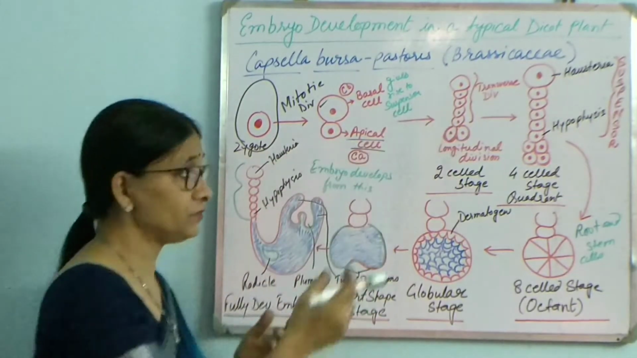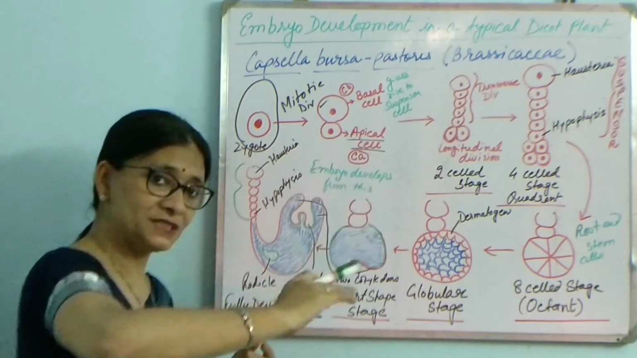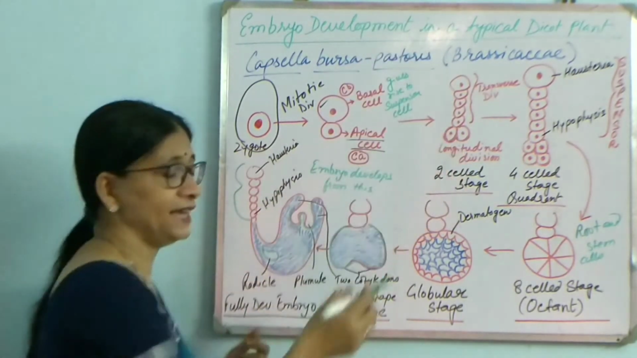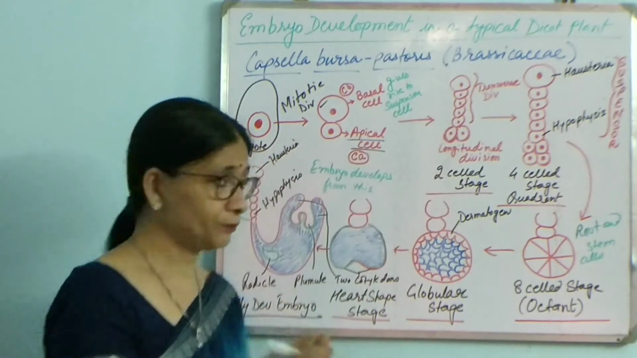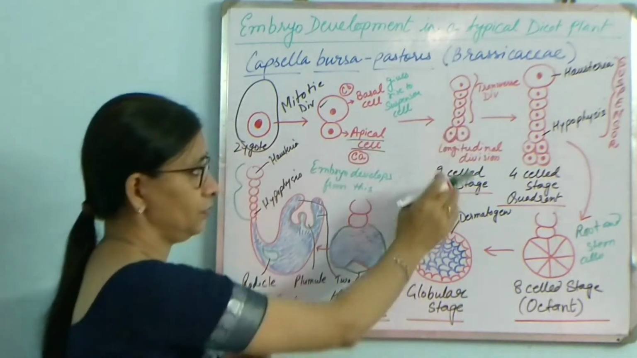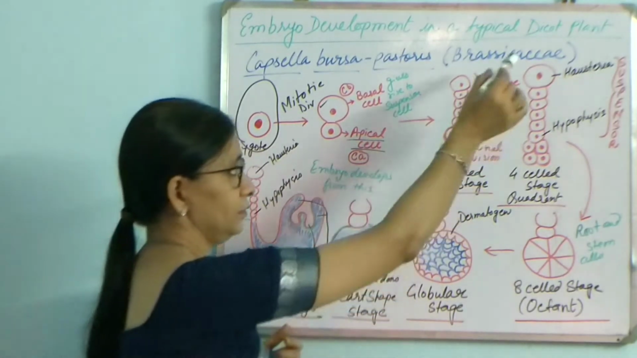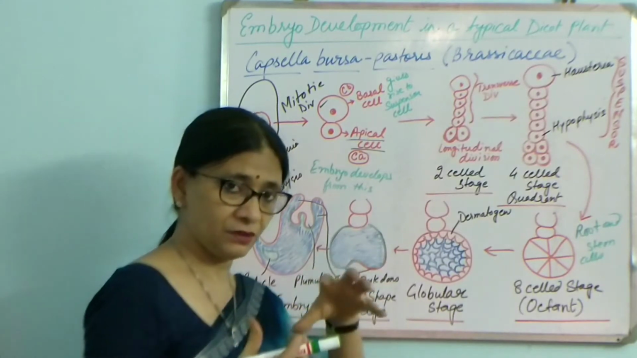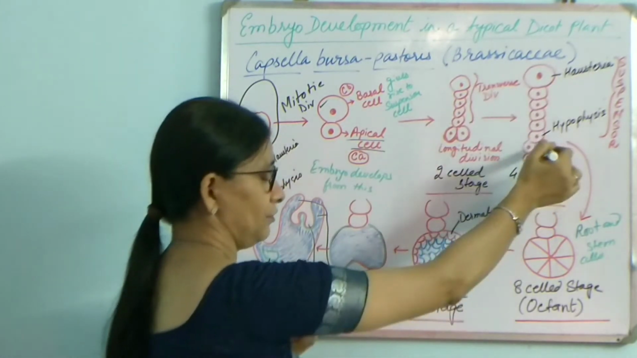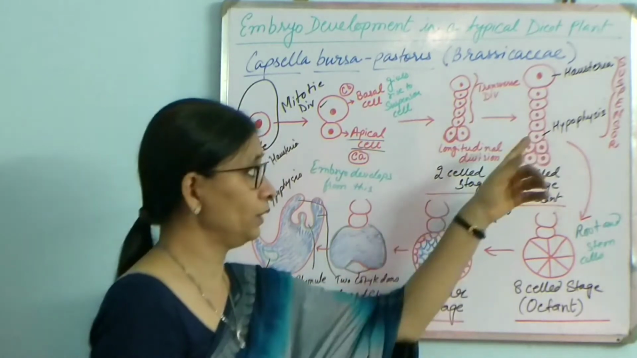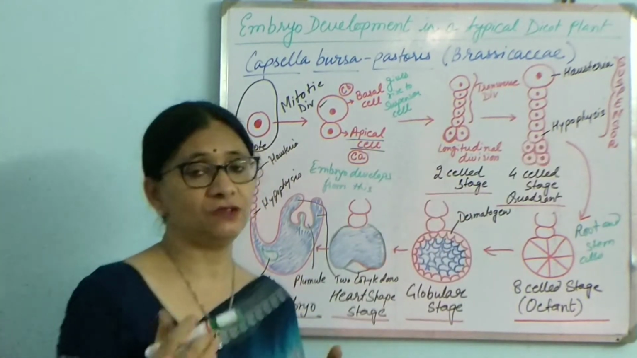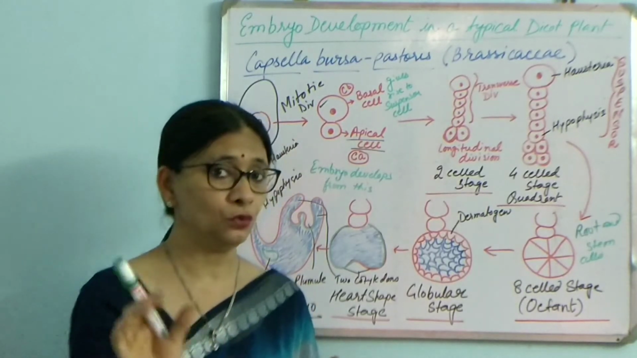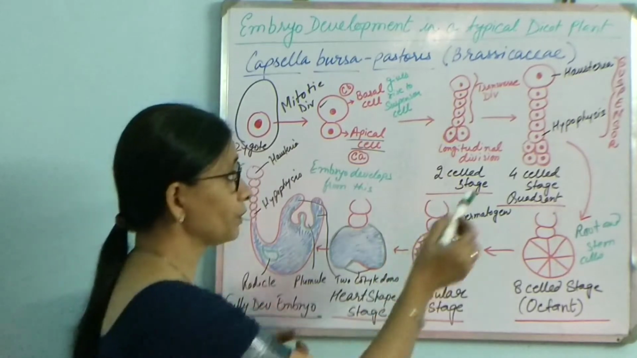Then division proceeds. The basal cell will divide transversely and give rise to a row of cells, whereas apical cell will divide longitudinally and will give rise to two cells. This is a two-cell stage. Then suspensor divides like this. The top cell of suspensor is known as haustorium, which is the biggest of all cells, and the last, which is in contact with the developing embryo, is known as hypophysis. Now hypophysis has got a function. It develops into root cap.